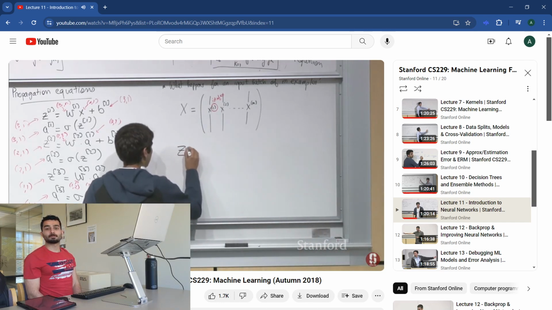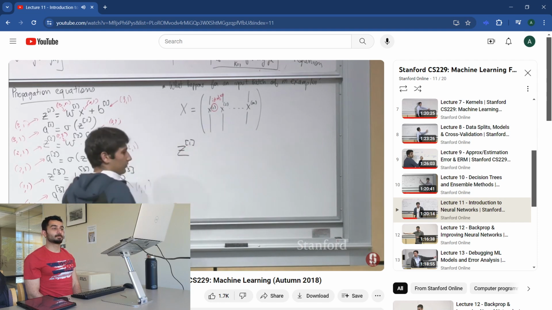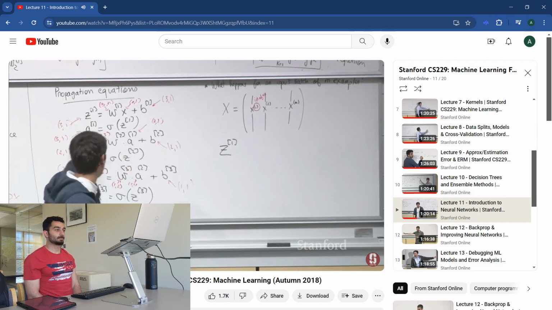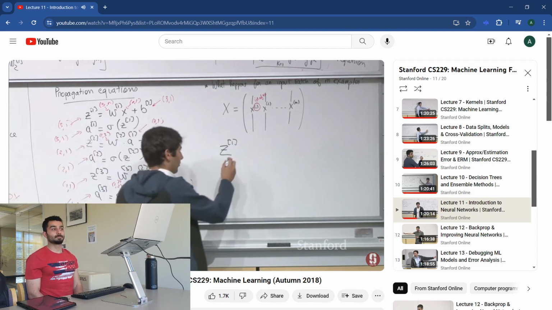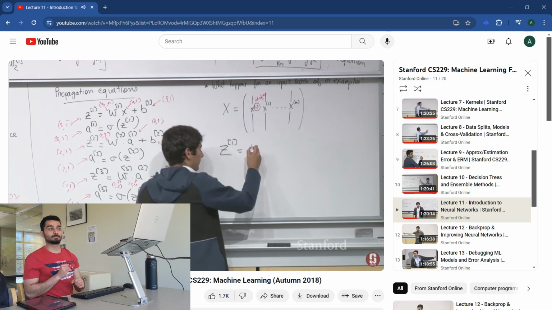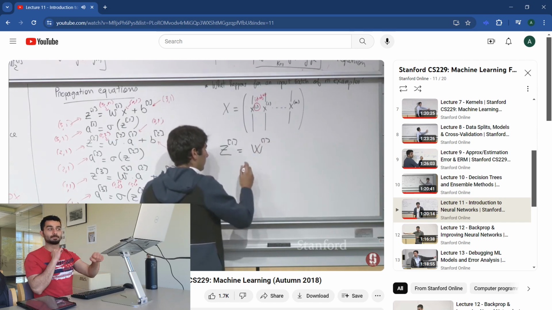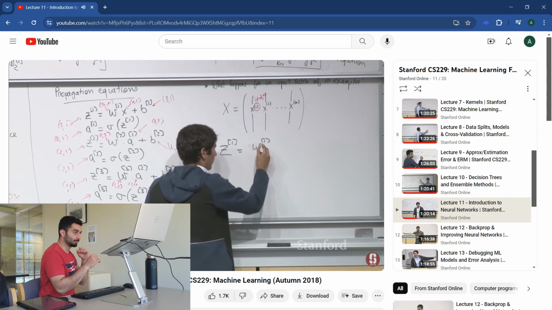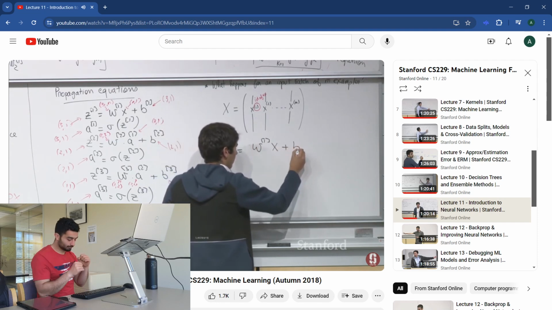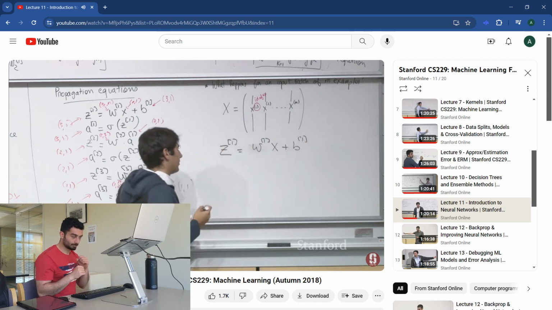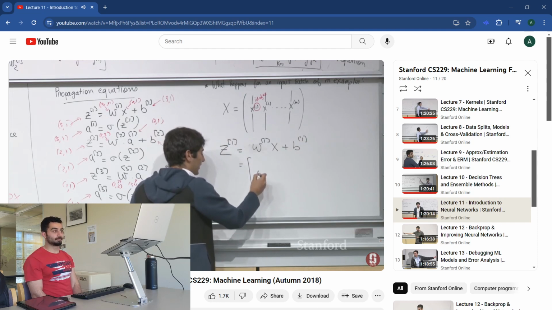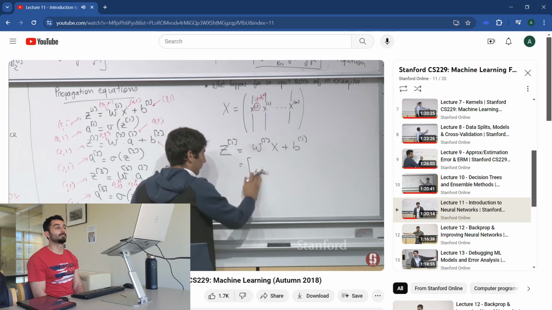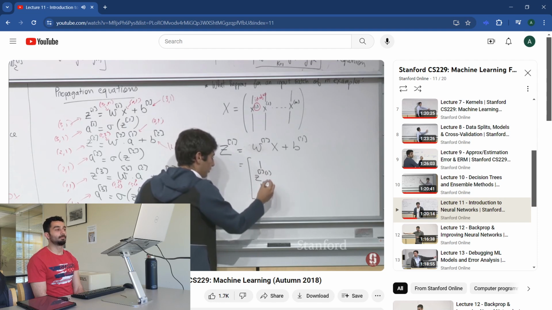I will use capital letters to denote the equivalent of the lowercase letters, but for a batch of inputs. So Z1, as an example, would be W1 times X plus B1. So let's analyze what Z1 would look like. We know that for every input example of the batch, we will get one Z1. So it should look like this.